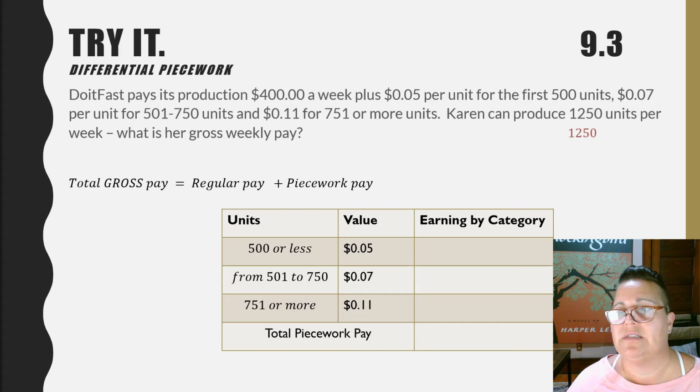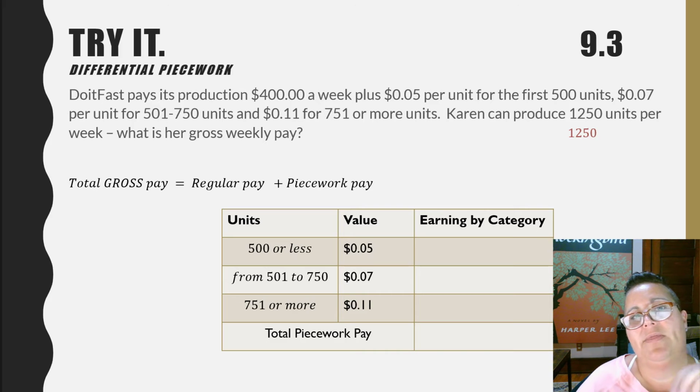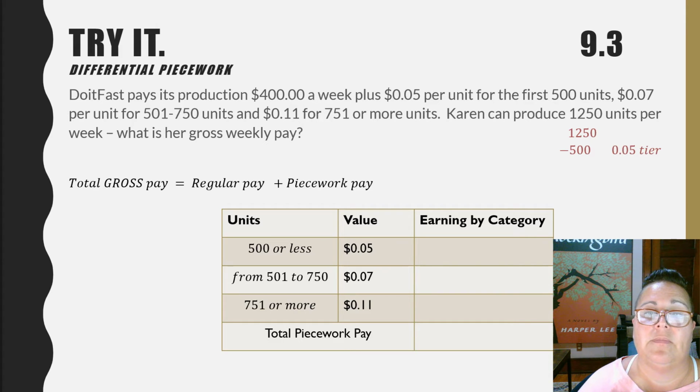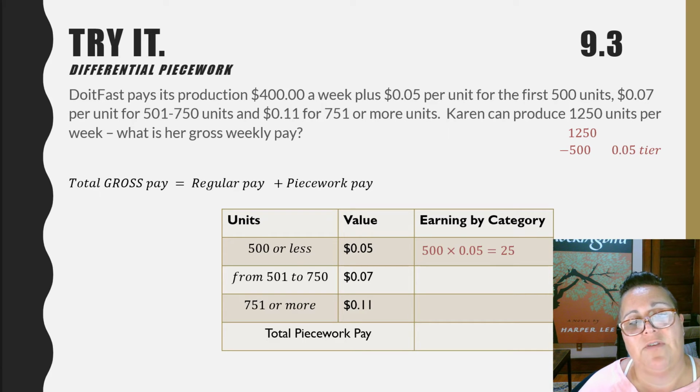So here's where we're going to start. She's got 1,250 pieces that she completes on average that week. Her first 500, she gets 5 cents a piece. She's on the 5 cent tier with the first 500. So we're going to do 500 times 5 cents, which gives her $25 additional for those first 500.